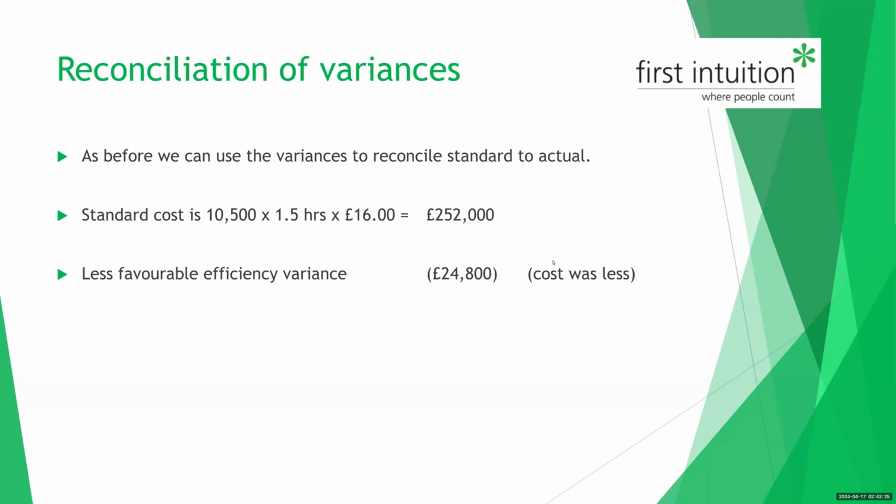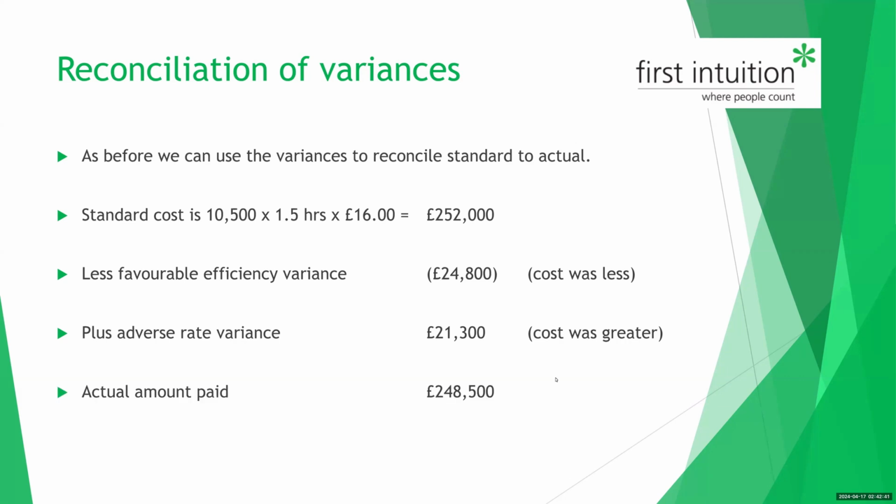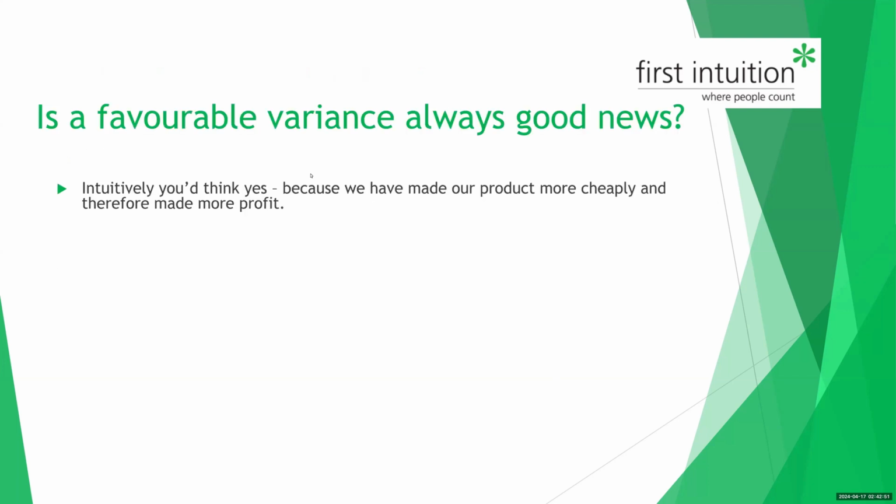£252,000. We saved 24,800 by being extra efficient, but we paid an extra 21,300 hourly rate. So overall, that takes us to the actual amount paid, 248,500. So our total labour variance is 3,500, the difference between the two.